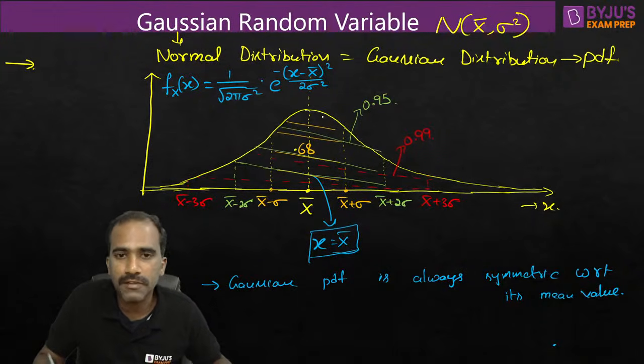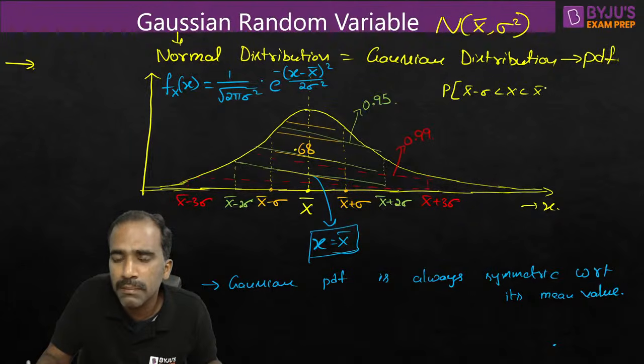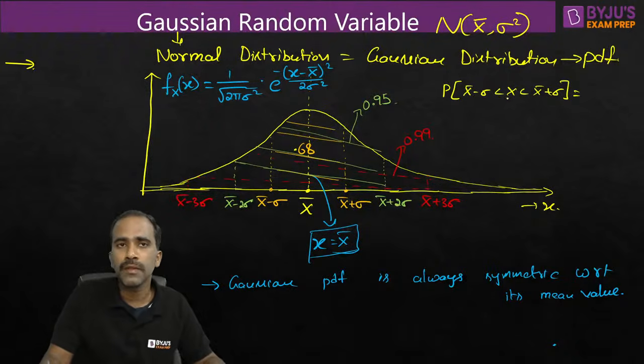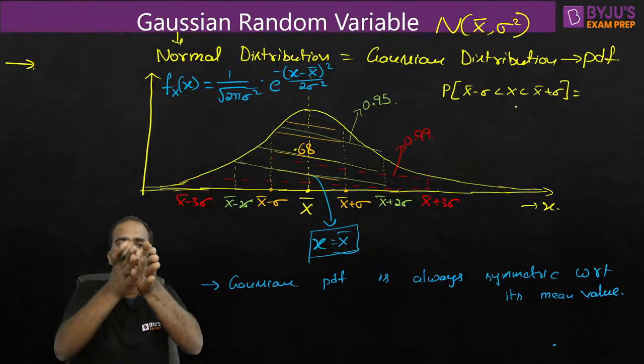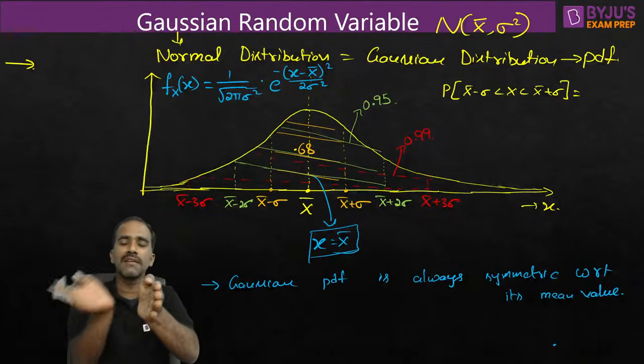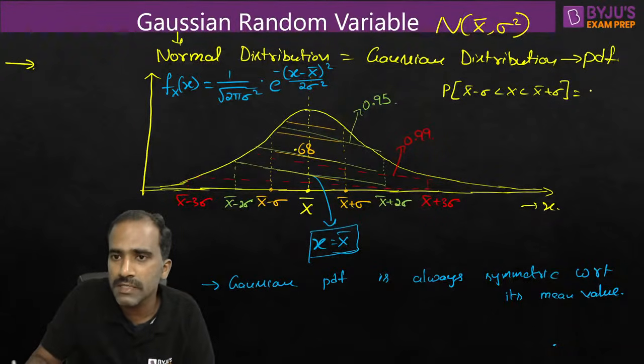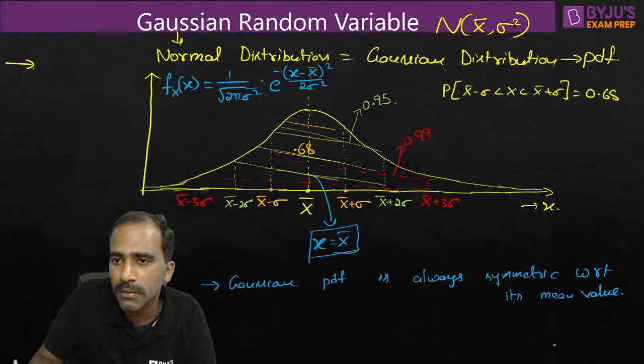Right. So what is the meaning of this? Whatever I've written here, let me write the meaning of it. The probability that the random variable varies between x bar minus sigma to x bar plus sigma. If it is a Gaussian random variable, what is the probability that the random variable takes any value within 1 standard deviation of the mean on both sides? It is 0.68 or 68% probability.